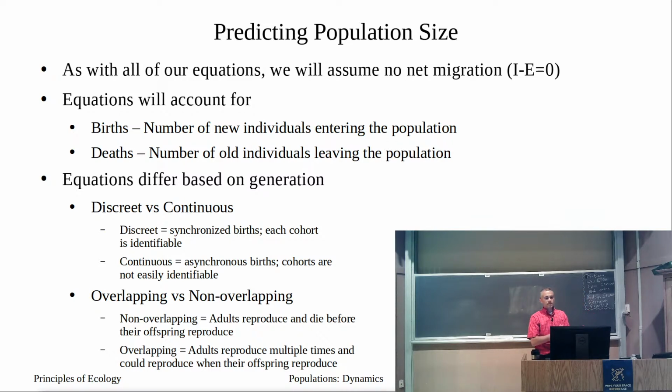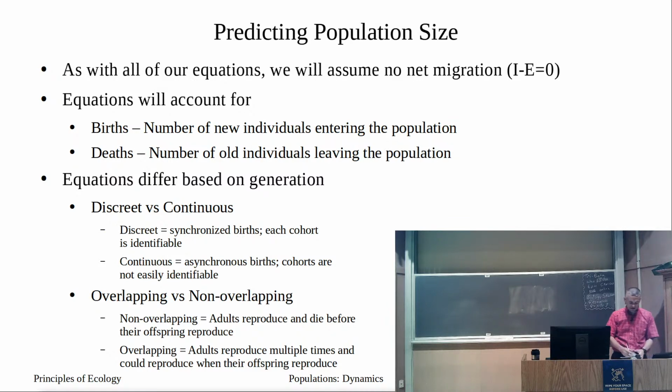All right? So I believe we left off on this slide, and we introduced these terms, discrete versus continuous and overlapping versus non-overlapping. We're going to break our equations down based on these characteristics of their generations. So discrete versus continuous really refers to when reproduction occurs in our population. If all of the reproduction occurs basically within a very small period of time, we're dealing with a discrete generation. We can very easily see when the cohort enters our population, and we can track that cohort from year to year.